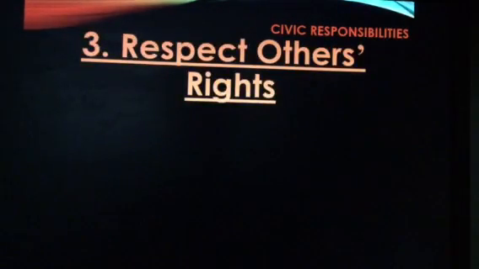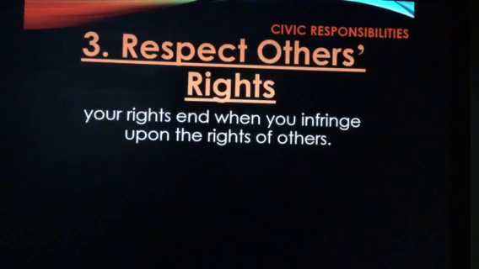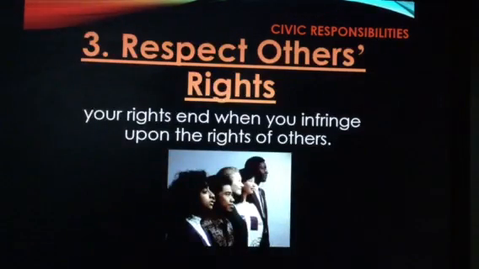Respect the rights of others. It's a responsibility. Again, you do not have to do that. However, you ought to do that. Your rights end when you infringe upon the rights of others. We do live in a very diverse society with different races, ethnicities, political views, social classes. America is quite a diverse country. We ought to respect the rights of others. We don't have to. But do you not think we should?